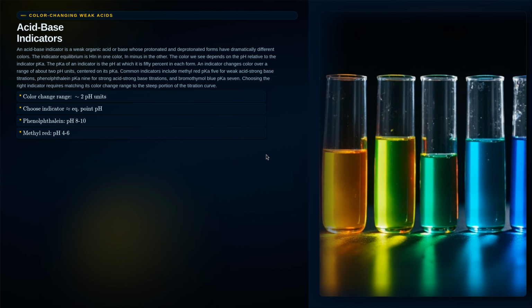Common indicators include methyl red, pKa 5, for weak acid strong base titrations, phenolphthalein, pKa 9, for strong acid strong base titrations, and bromothymol blue, pKa 7. Choosing the right indicator requires matching its color change range to the steep portion of the titration curve.